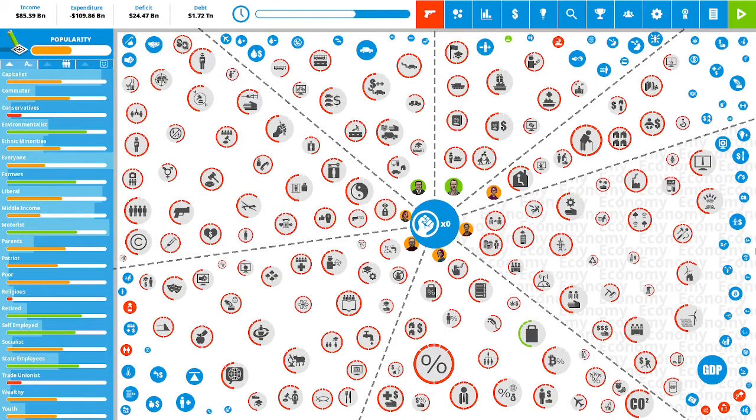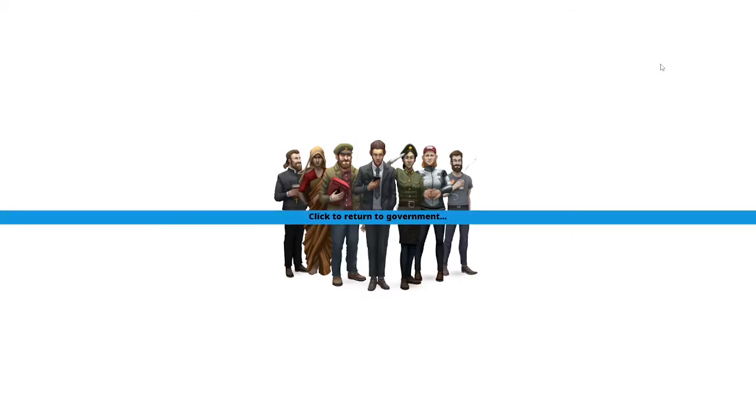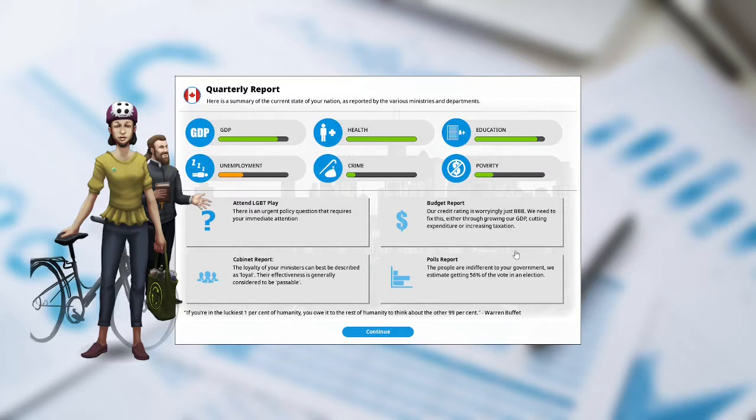We have 0 political capital, and thus we are at the end of our second term of our 4th year of our second term as Prime Minister of Canada. Let's hit that button. We are now entering the 3rd term of our 4th year of our second term as Prime Minister of Canada. Let's see how we did. Attendant LGBT play. There is an urgent policy question that requires your immediate attention.